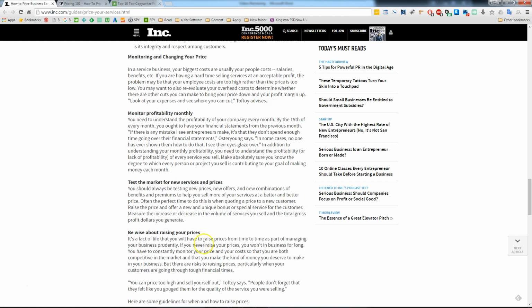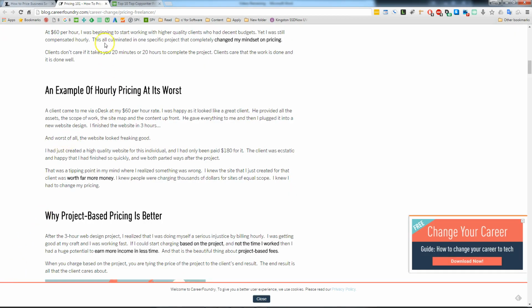It's a fascinating occurrence, and very fortunate for us as copywriters, because at the end of the day, we want to earn more money. Now, moving on to this next article where this interesting point is raised, the pros and cons of hourly pricing and flat rates.